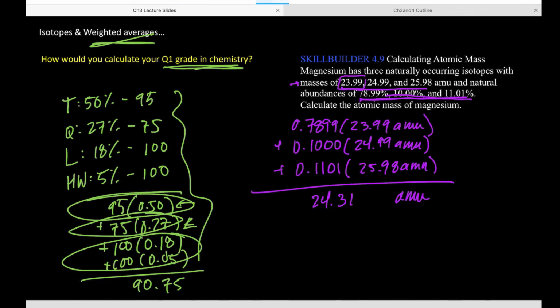Let's say, just a few tidbits, right? Let's say that it asks you to figure out what element it is. Well, we could go look at the periodic table and figure out, oh, well, what matches that, right? Because what's on the periodic table is the average atomic mass. Just things you should know.